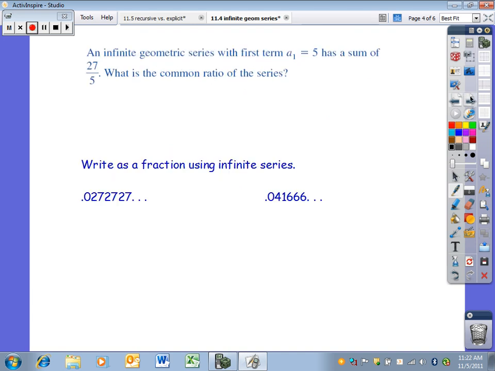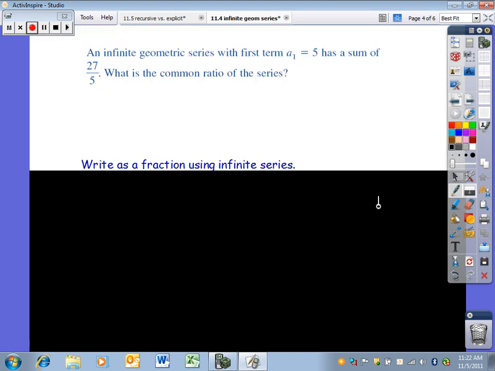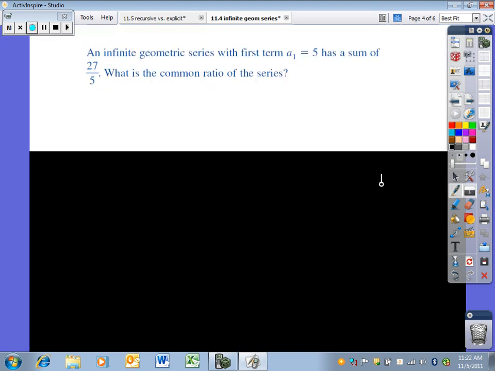Let's try a few more. They're telling you an infinite geometric series has a first term of 5, and the sum of the infinite series is 27/5. So knowing the formula, an infinite sum equals the first term divided by 1 minus the ratio. In place of the infinite sum, I can put 27/5 equals the first term, 5, divided by 1 minus the ratio.